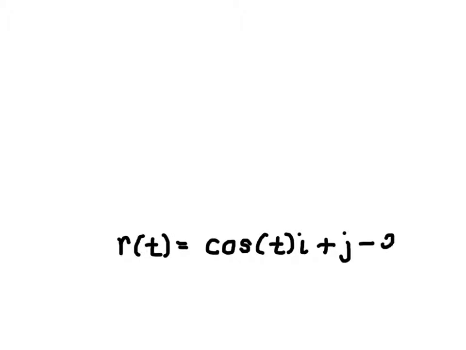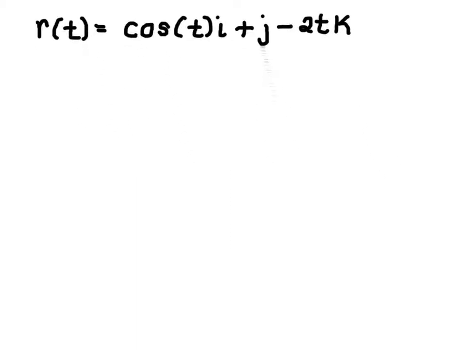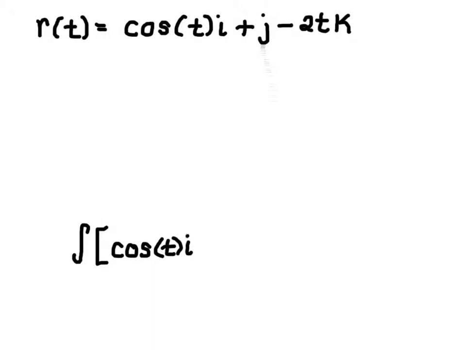Here we're going to start with the function r of t, and we're going to integrate it. So it's the cosine of t in the i direction plus 1 times the j direction minus 2t in the k direction. What we want to do is integrate r of t. So we're going to integrate, in brackets, the cosine of t in the i direction, this is our r function, plus 1 times the j direction minus 2t in the k direction, all integrated with respect to t.